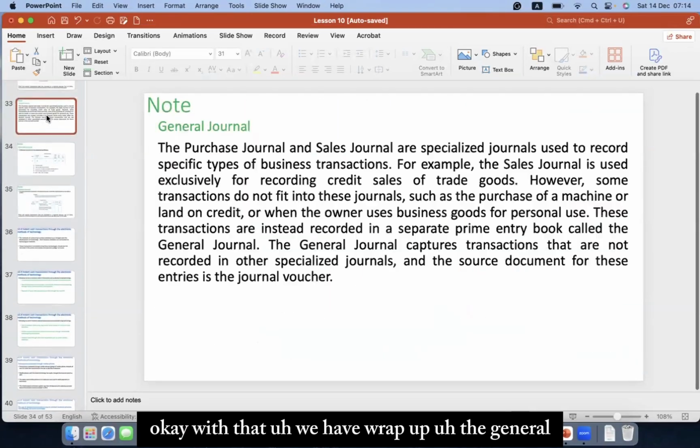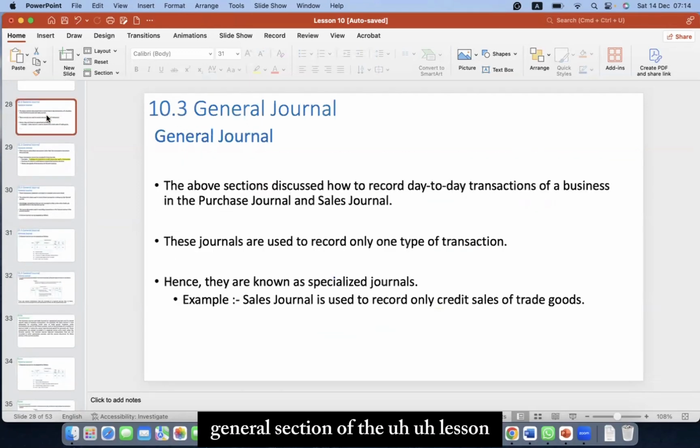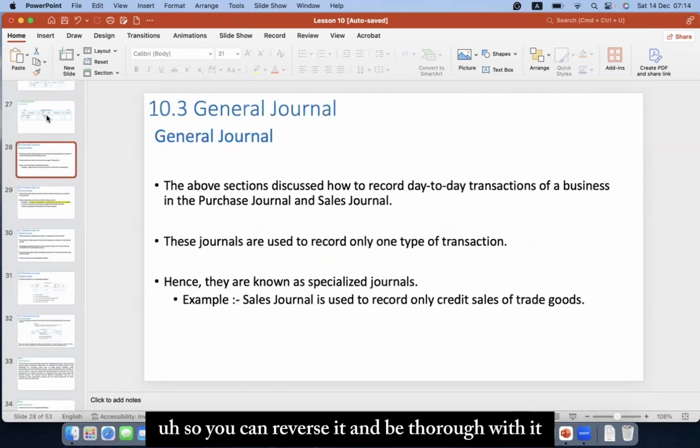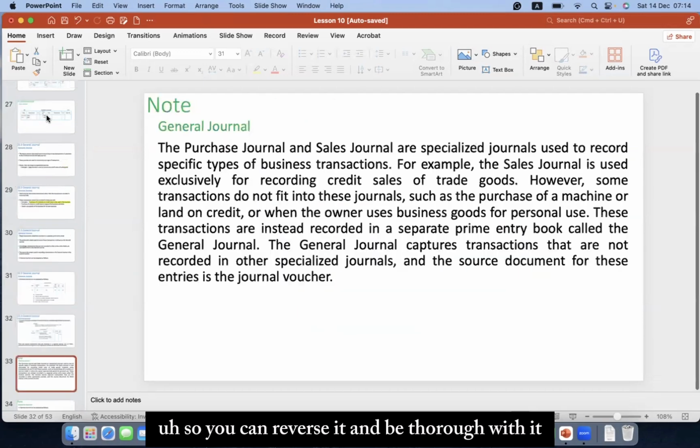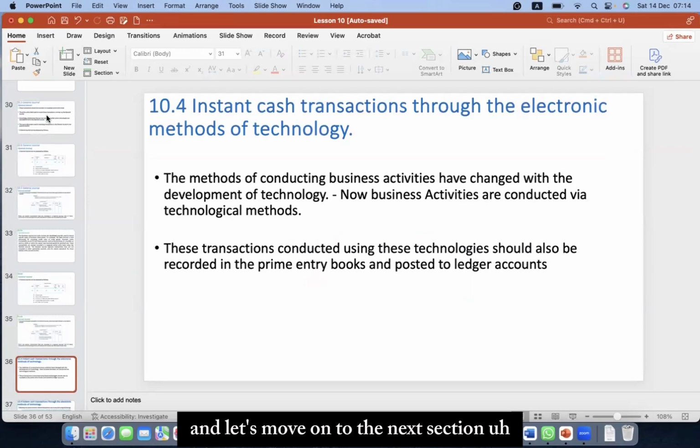Okay, with that, we have wrapped up the general journal section of the lesson. So you can revise it and be thorough with it. And let's move on to the next section, that is the instant cash transactions through the electronic methods of technology.